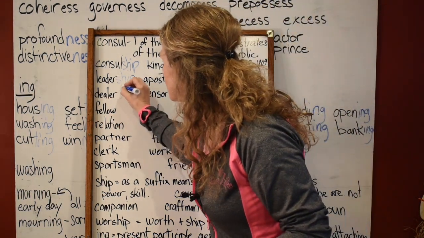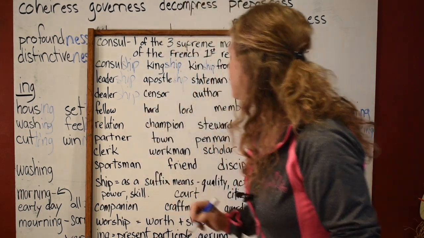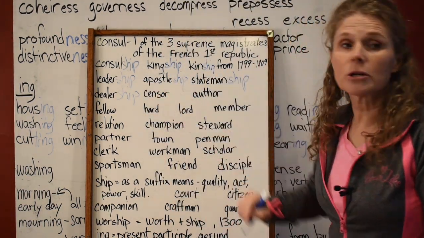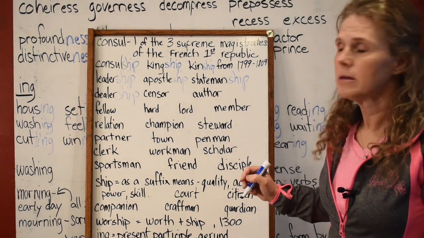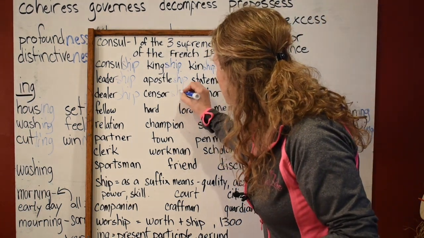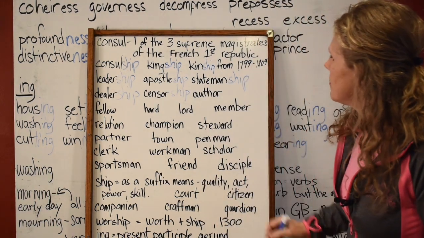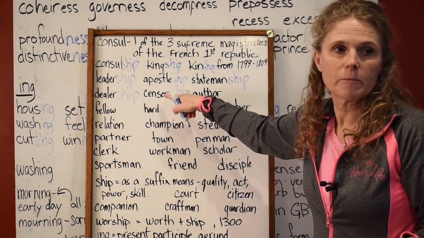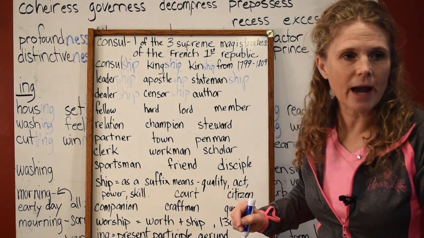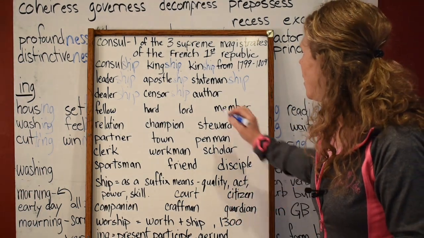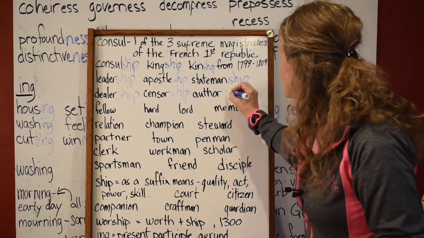Dealer, dealership. Censor. Do we need to do anything with that before we add ship on? No, just add it on. But this censor is a person. And when we're adding ship on, it's changed it to be abstract. Okay? Author, authorship.